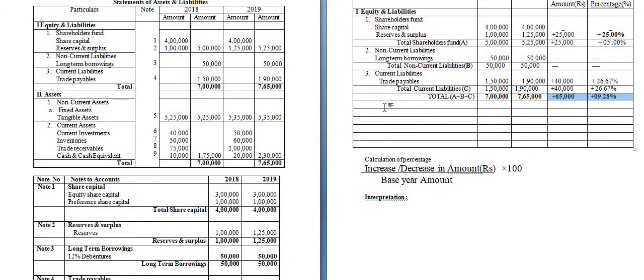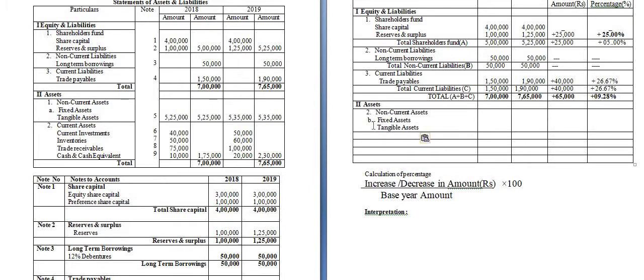Now next one is assets. So right here, assets. In the next line, in assets, first one is non-current assets. So right here, non-current assets. In non-current assets we have fixed assets, and there is only one fixed asset, that is tangible assets. The details of tangible assets are given in note number 5.